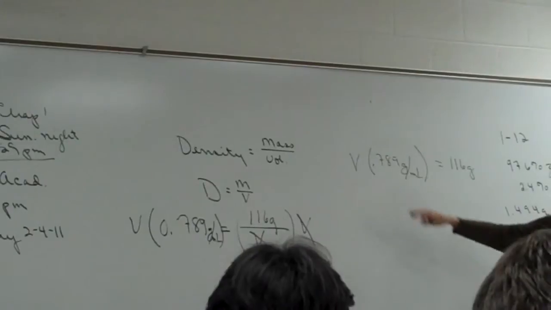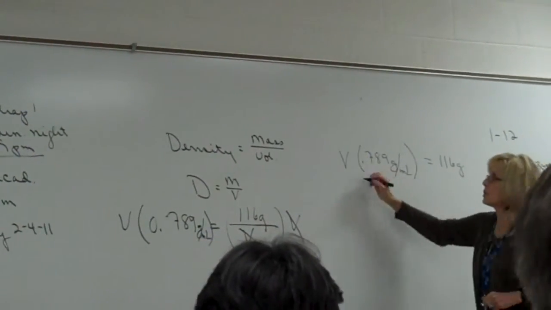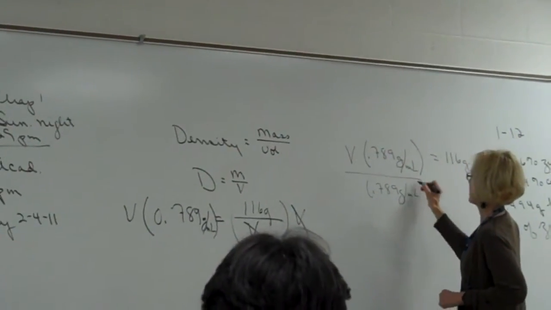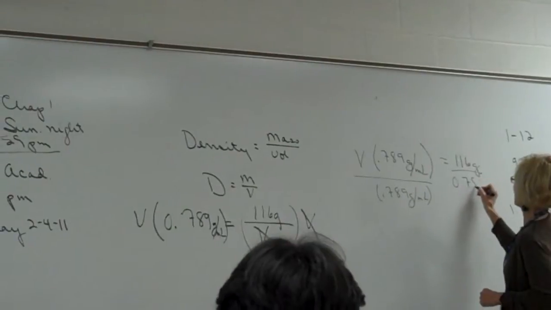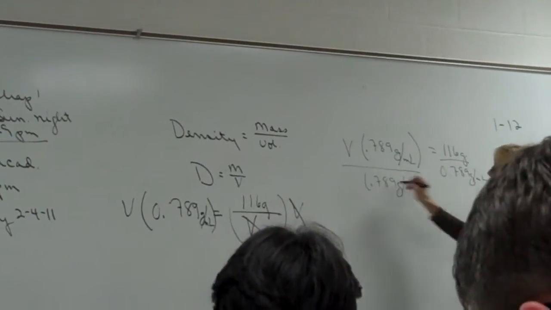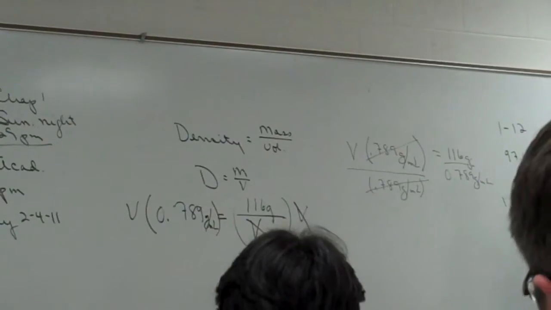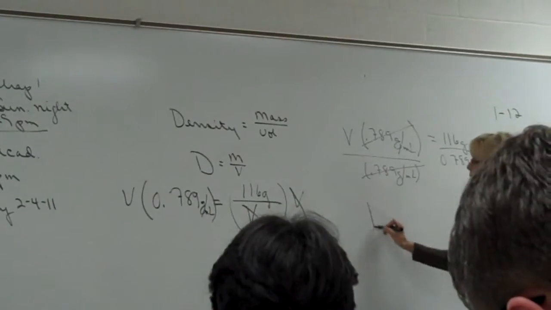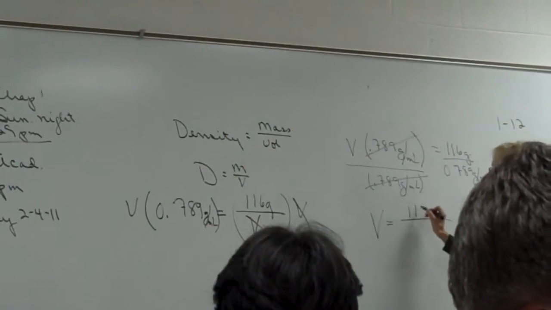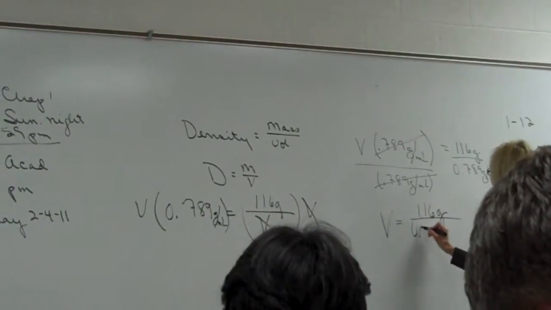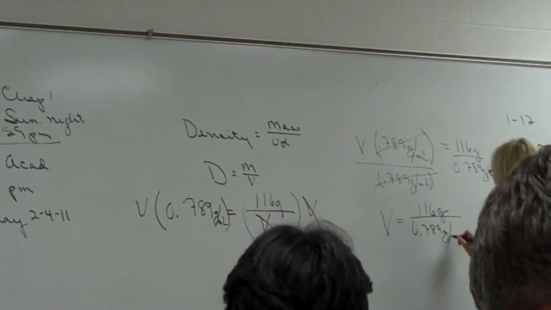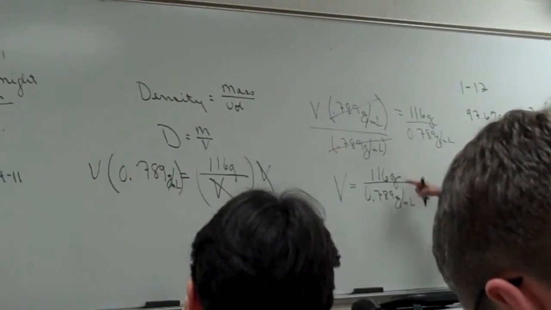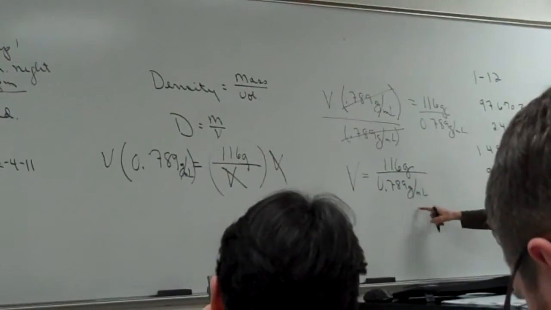Okay, then I want V standing alone to solve for it, so I'm going to divide both sides through. And of course it cancels there. So the down and dirty way, whip it across and you do the opposite operation. So our volume is going to be 116 grams over 0.789 grams per mL, like so.